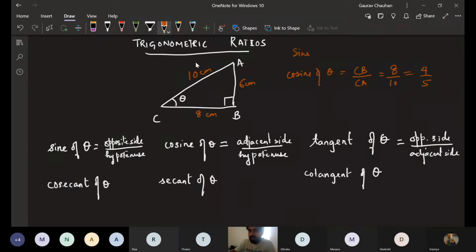Like that only we found sine of theta. We found as opposite by hypotenuse. Opposite was AB. By hypotenuse was AC. That is equal to 6 by 10. We found it as 3 by 5. Okay. Let's find the tangent also.